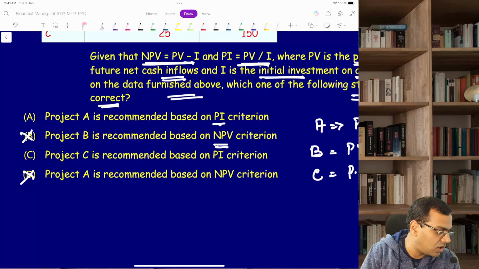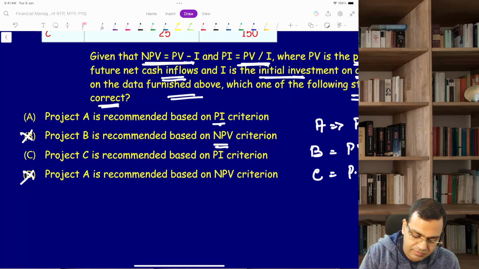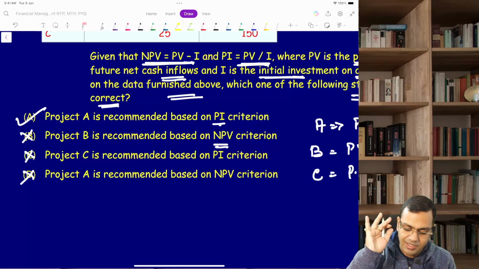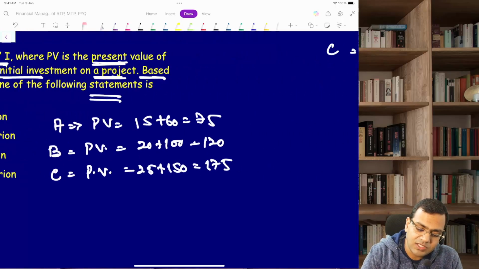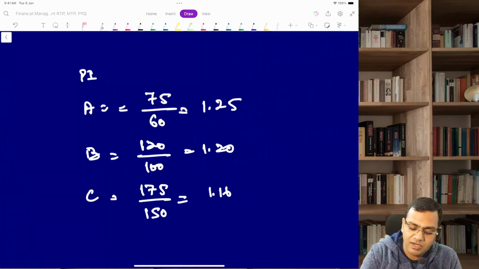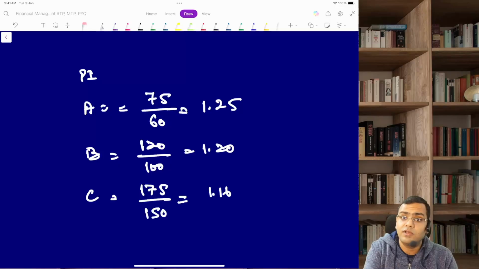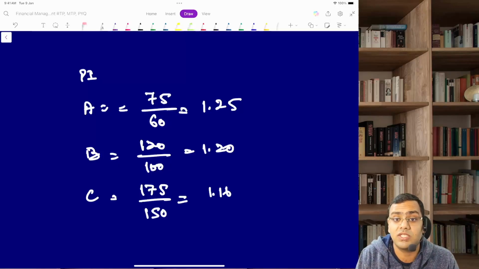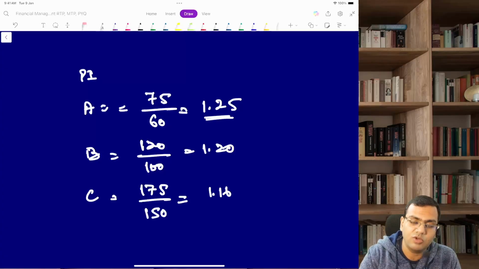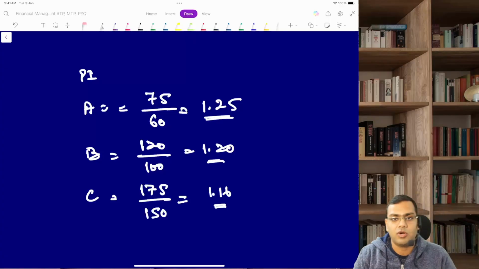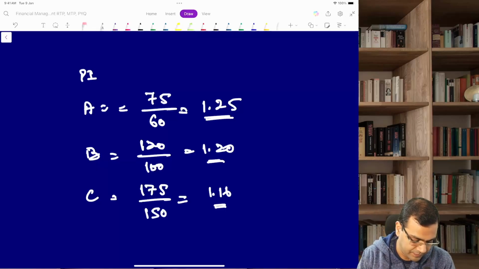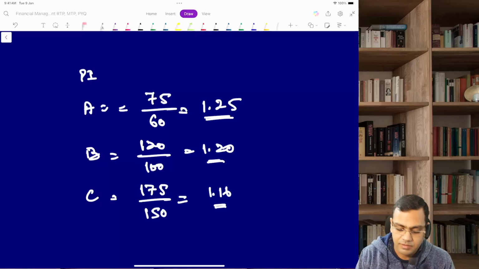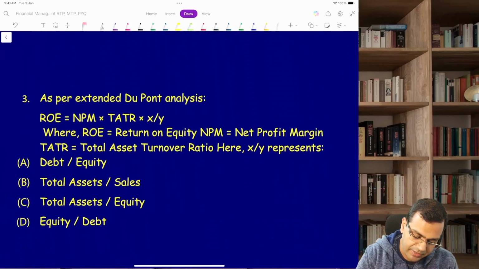So that means it is the option A which is correct. C is also not correct. Option A is correct. What is the PI criteria? That it should be more than 1. And the project with the highest PI tells us what? That if you are investing 60 rupees, what is the cash inflows you are generating? For every 1 rupee that you have invested, you are generating cash inflows of 1.25. Here 1.20, 1.16. So the project which is giving the highest inflows, that will be selected. Very simple. Is that correct? Right. So it is option A.